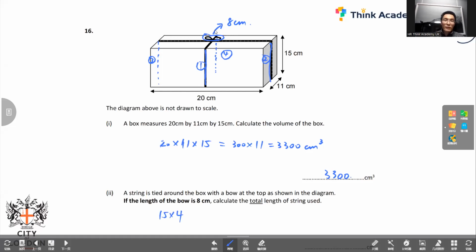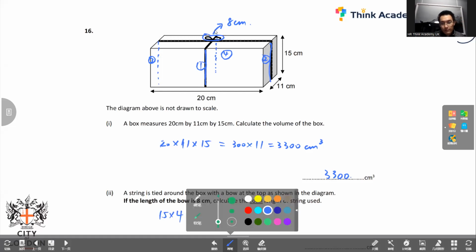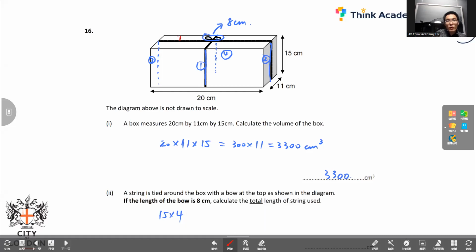And then vertically, we have 20. We have the lengths. How many? Let me change the color. So the red ones, we have 1 of them, and then 1 on top, and then 1 at the bottom. Not see, it's been covered. The 2 of them. So 2 20s.